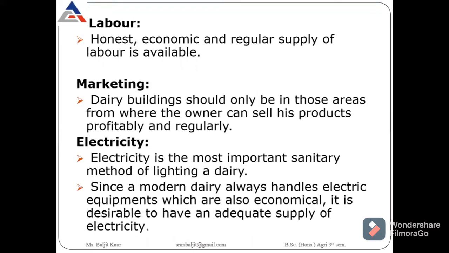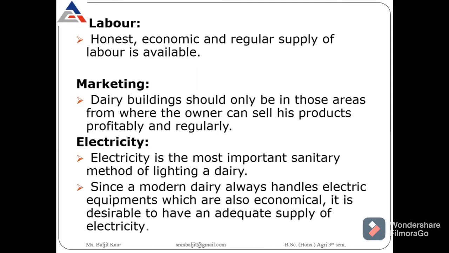Then labor: at the site where we are going to make a shed, labor should be easily available at cheaper rates, and labor should be honest and economic. Then marketing: a dairy building should be built in those areas where the owner can sell his products profitably and regularly.